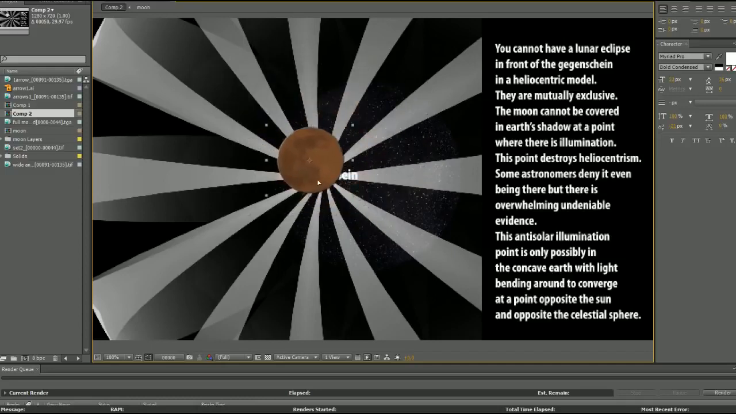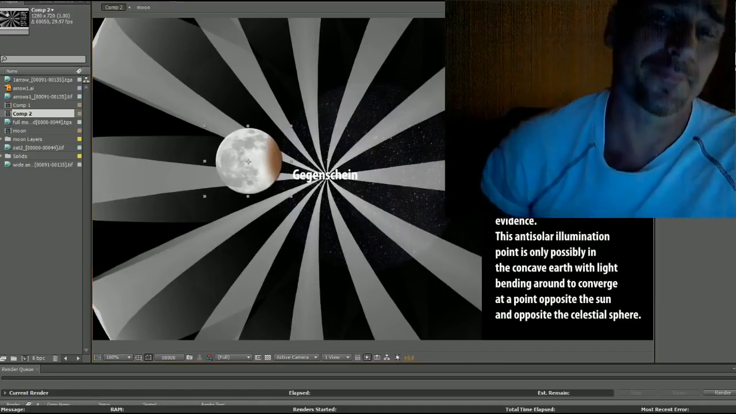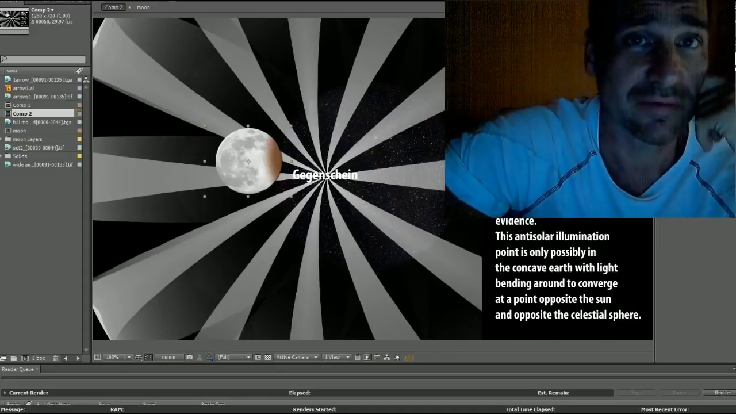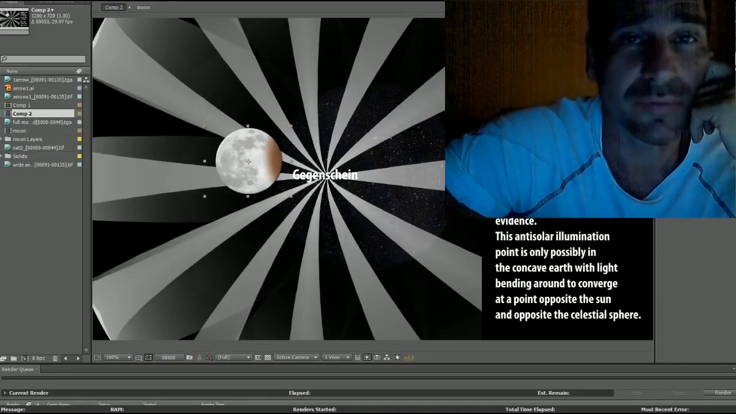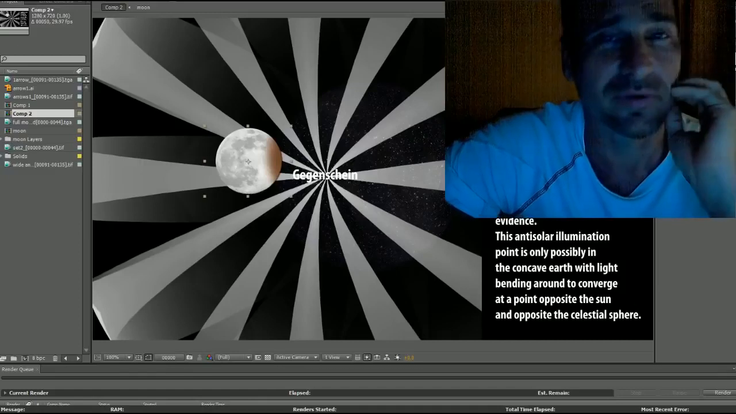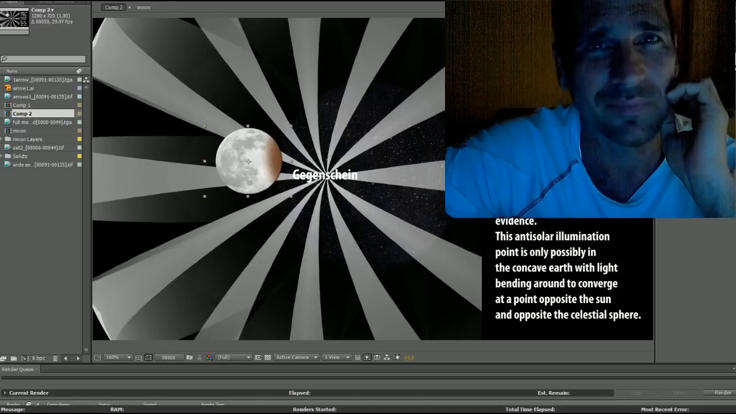But that's why, with the lunar eclipse, a lot of people, initially when they try to refute concave Earth, will say, well, how do you explain lunar eclipses? Well, now we can turn that around, concavers. How do you explain the Gegenschein? How can the moon be eclipsed right in the exact area where there is illumination? I'm sure you got an answer for that. Maybe, what is your answer? You got to pull something out of your ass, don't you?